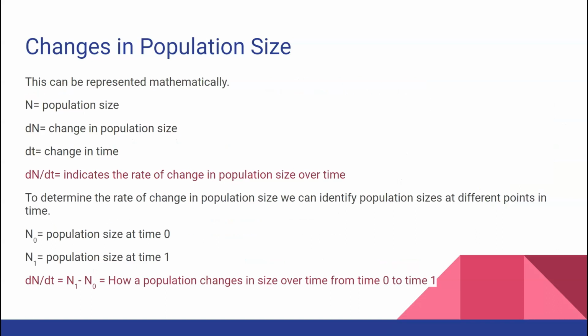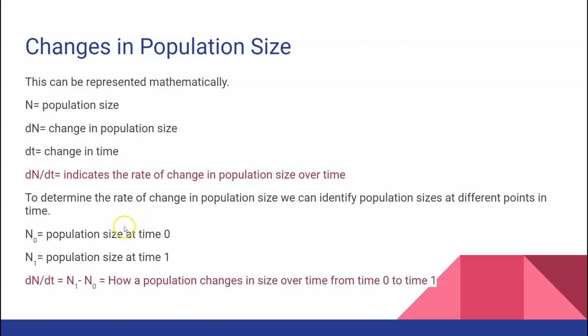So when we're looking at changes in population size, obviously, this can be represented mathematically. So here we go with some math, guys. N is going to equal our population size. dN will be like delta N, the change in the population size, and dt is going to equal the change in time. So if we do the change in the population size divided by the change in time, that will indicate the rate of change in population size over time.